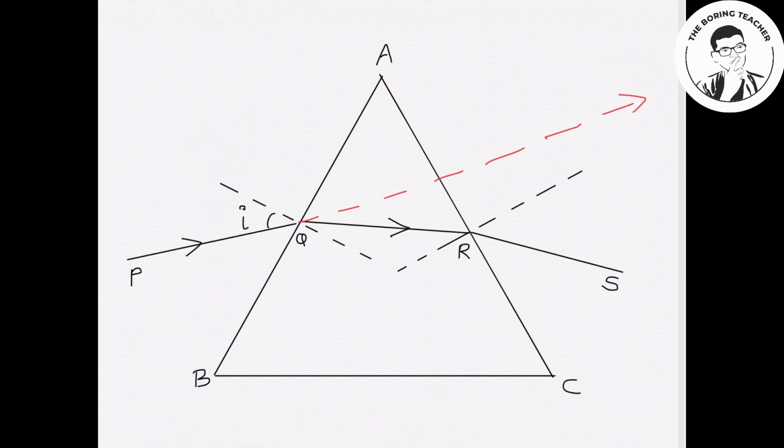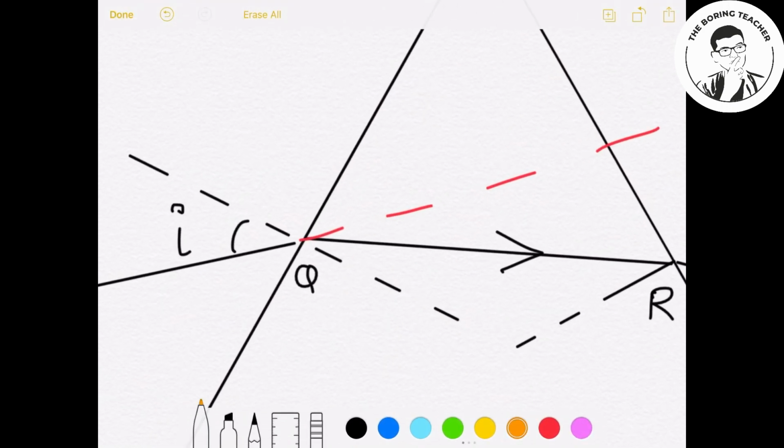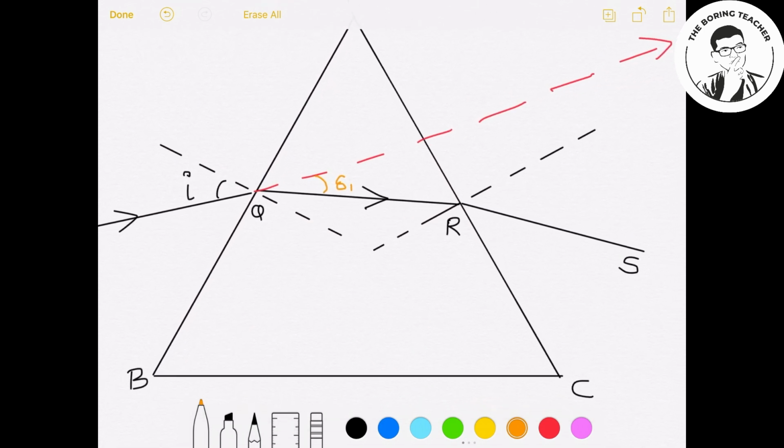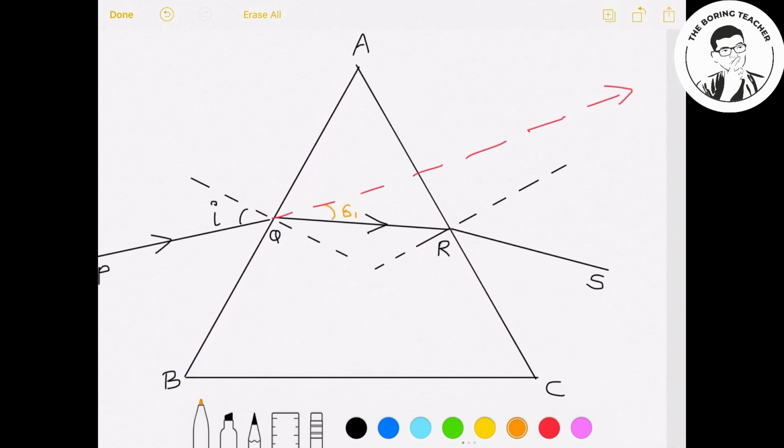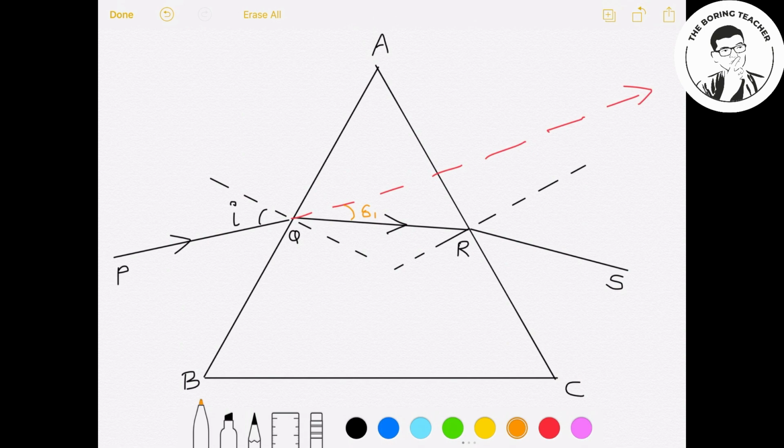In this case, I am going to mark the angle of deviation. If the ray was traveling in the same medium, and after the refraction the path changed or deviated by this much, I am going to represent it by delta 1. Now for the surface AC, QR is the incident ray, and after refraction the ray travels in the direction of RS, that is the emergent ray. RS is named as the emergent ray.